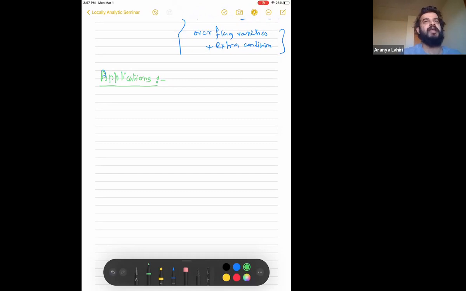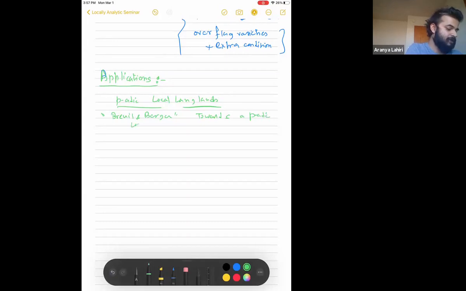I don't think it's pretty deep. Let's see. But let me just talk about a few applications first. So periodic local Langlands. I keep saying this word as if this is the Holy Grail, and probably this is the Holy Grail. Here you want to look at Breuil and Berger, towards a periodic local Langlands correspondence. This is, I think, actually a fantastic survey article, and not quite survey. They propose what this local Langlands should be.